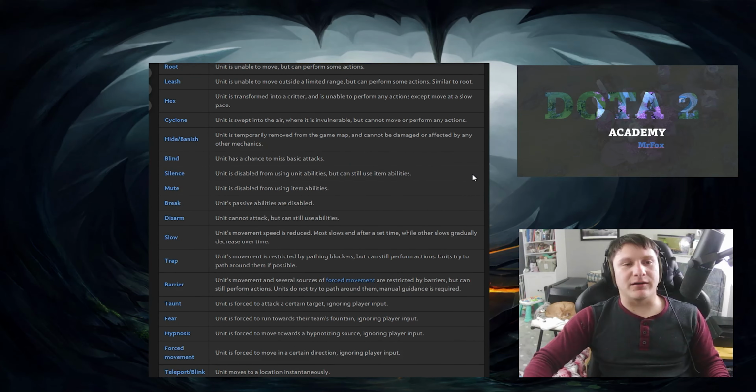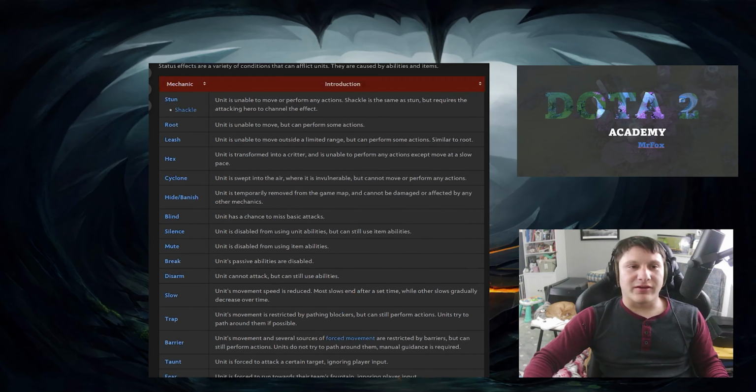Here we are on a very fun thing called the Dota 2 Fandom Wiki. This goes over a lot of the status effects that you can be affected by. The most basic one is going to be the stun. I'm going to read these, to be honest with you, just because they're straightforward. The unit is unable to move or perform any actions. Shackle is the same as a stun, but it requires attacking a hero to channel the effect. One main example of this could be Shadow Shaman. He has a shackle.